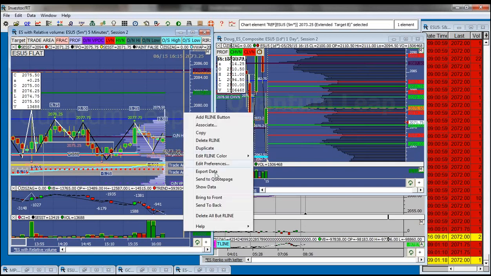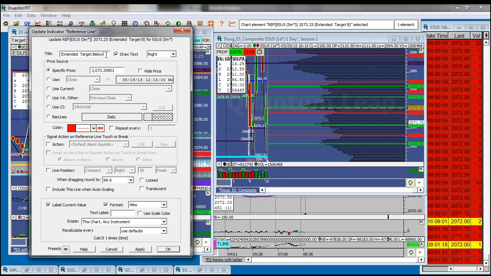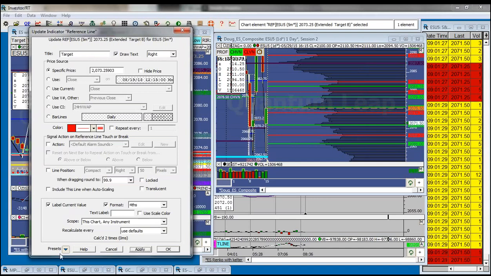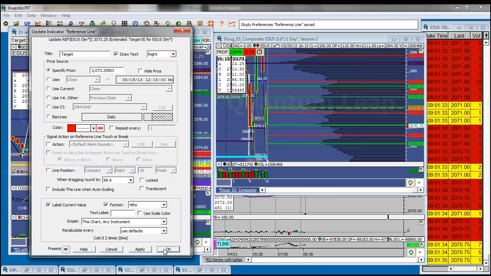Why did that? I don't know why that's saving as a default. Apply and make default. Okay.